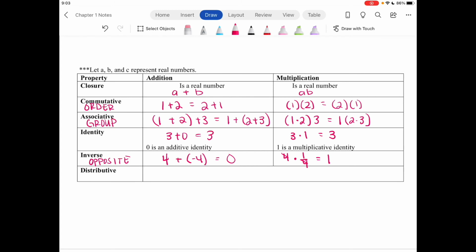Then we have the distributive property, and we're going to use variables again here. Let's say we have a times b plus c. Well, distributive property says we're going to multiply that a into both parts of our parentheses, and we're going to end up with a times b plus a times c.